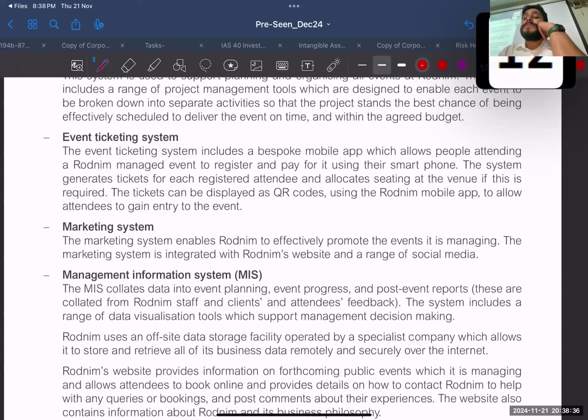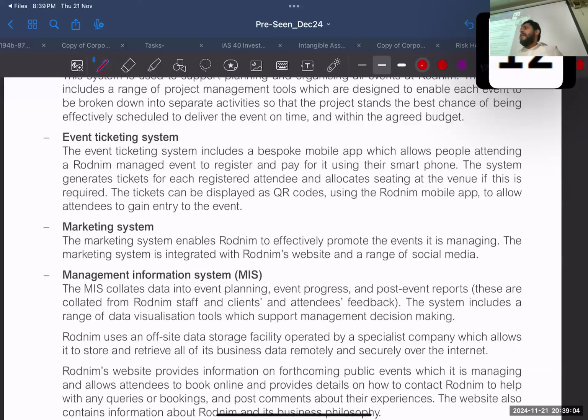So it says the event ticketing system includes a bespoke mobile app which allows the people attending a Rodnim managed event to register and pay for it using their smartphone. The system generates a ticket for each registered attendee and allocates seating at the venue if this is required. The ticket can be displayed as a QR code using the Rodnim mobile app to allow the attendees to gain entry to the event. So it's very simple.